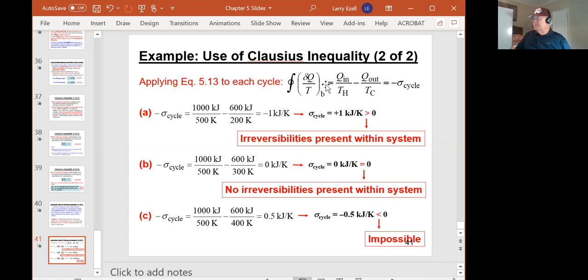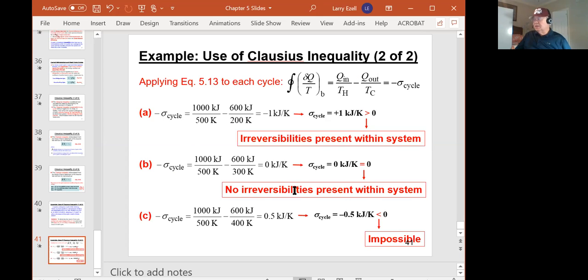So if we take the first one, Q in, heat transfer in is positive. So we have 1,000 kilojoules over the temperature, 500. Now let's look at Q out. That's negative, so we have to put a negative sign in this case. So that's 600 over 200.